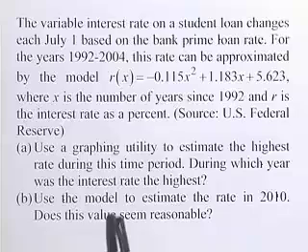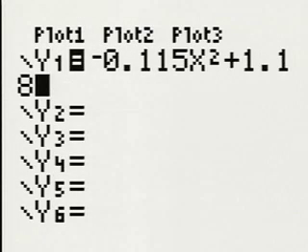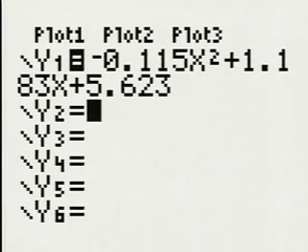So to begin with, we need to enter our model into our graphing calculator in y1. So we'll go to our y equals screen, and we'll enter negative 0.115x squared plus 1.183x plus 5.623. And we need to graph that.